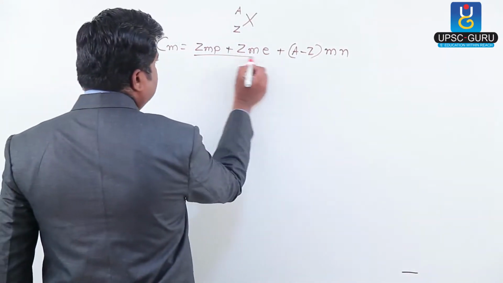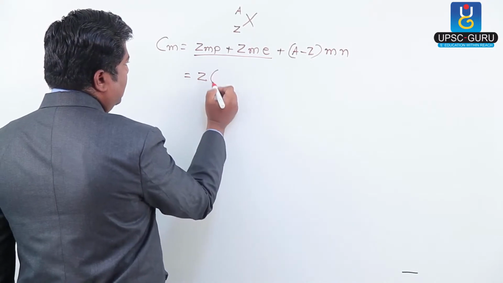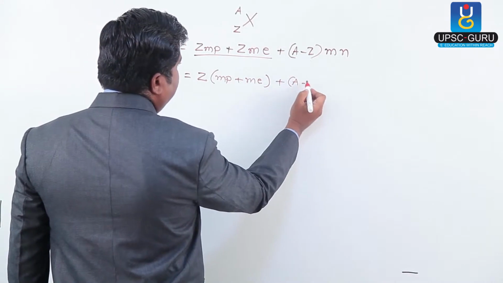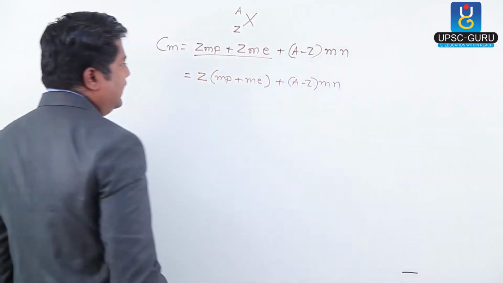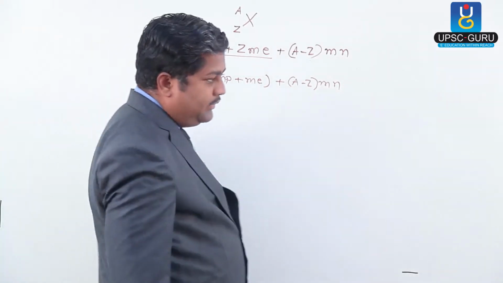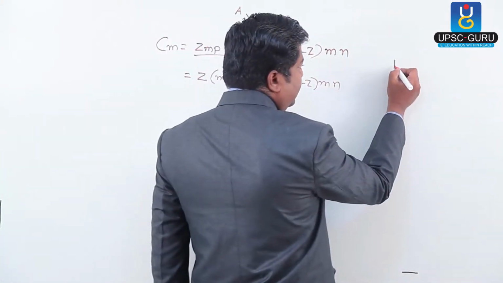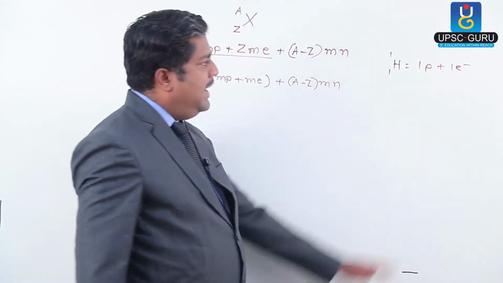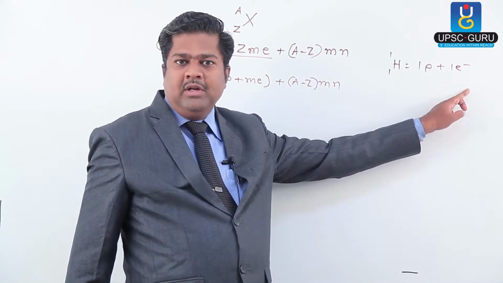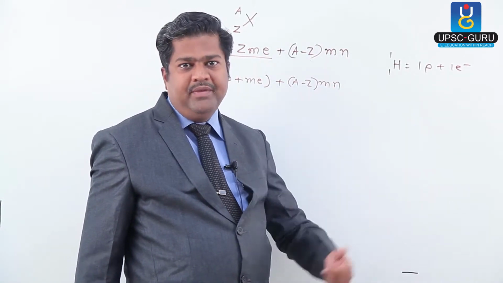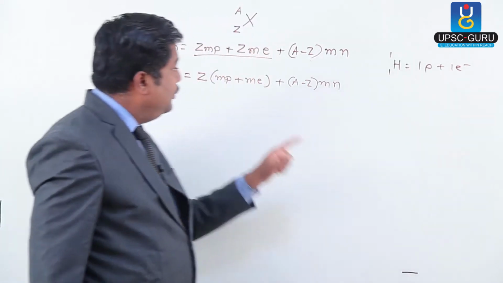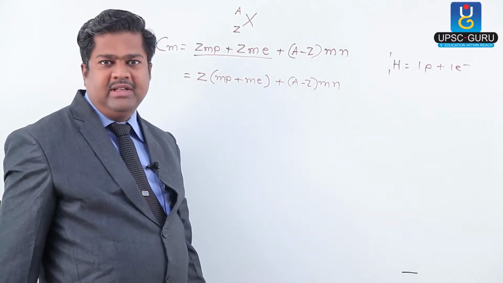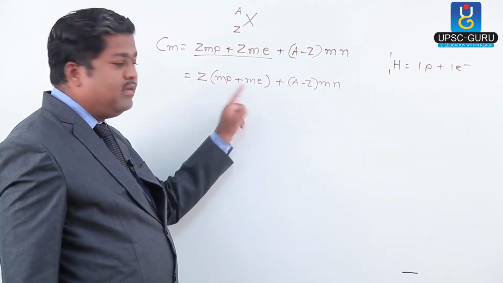Now here Z is common, so I can take Z outside. What is inside? That is mass of proton plus mass of electron, plus A minus Z into mass of neutron. Now what is mass of proton and mass of electron? You are aware, in the case of a hydrogen atom, there is one proton and one electron. So mass of one proton plus mass of one electron is equal to the mass of one hydrogen atom, as previously we discussed. So can I substitute mass of proton and mass of electron as mass of hydrogen atom? Answer is yes, because hydrogen carries one proton and one electron.